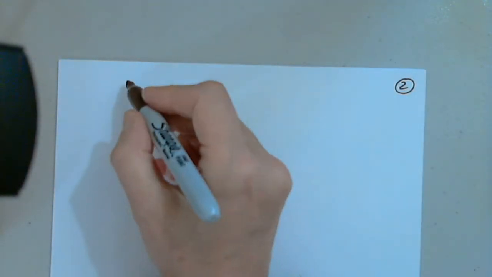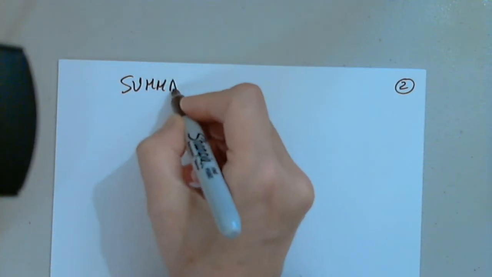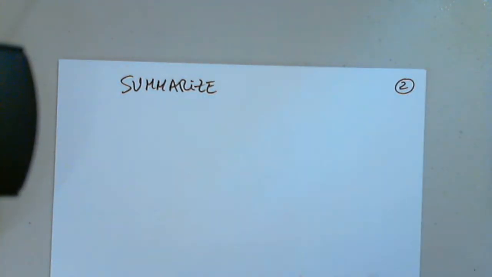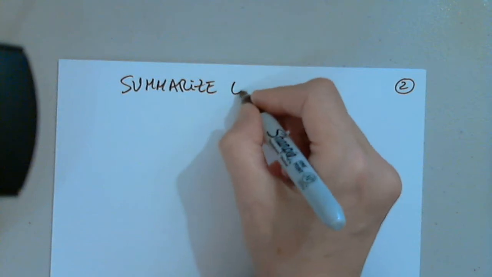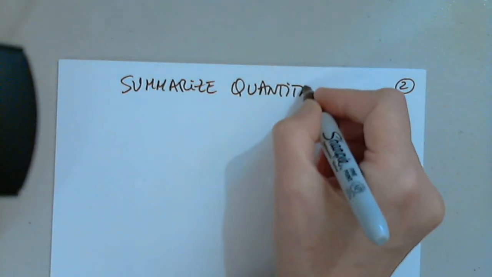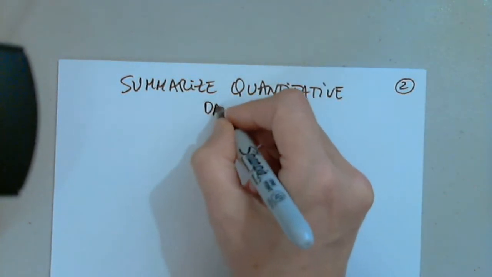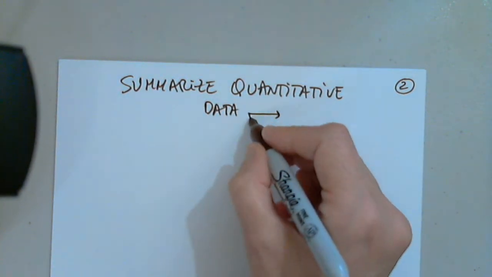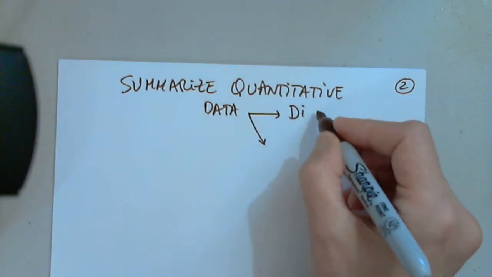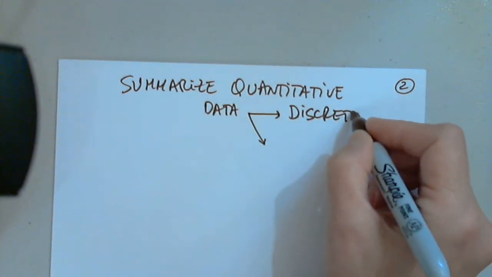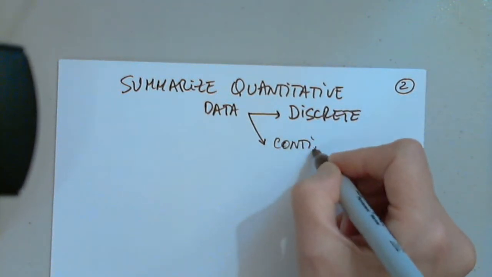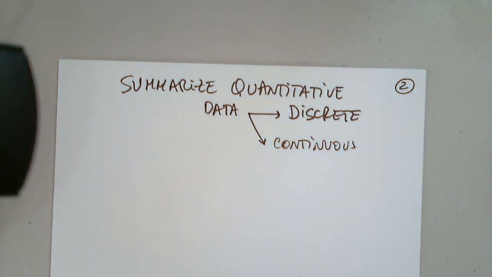Okay, so I'm going to put this so you can see it. Our next step would be to summarize, organize, etc., quantitative data. Now remember, we have here 2 types. We have something called discrete and something called continuous. And I would like to continue with an example.